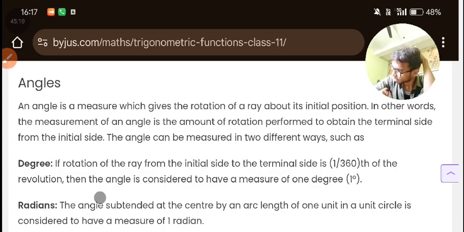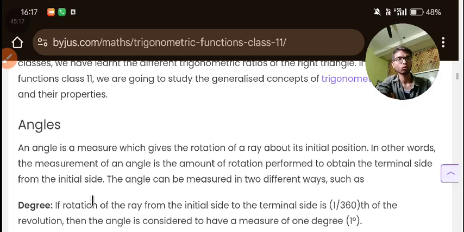How would you like to explain an angle? An angle is a measure which gives the rotation of a ray about its initial position. In other words, the measurement of an angle is the amount of rotation, how much was rotated with the help of two lines. An angle is the amount of rotation performed to obtain the terminal side from the initial side. The last side would be the terminal side and the first side would be the initial side.